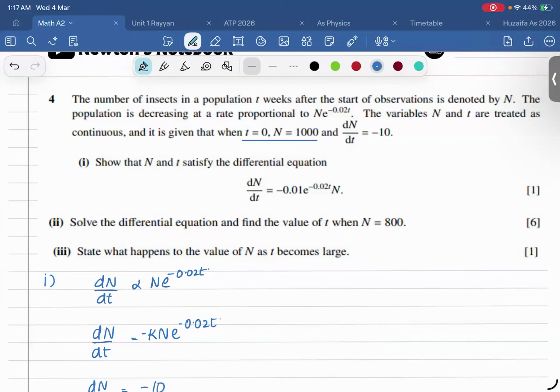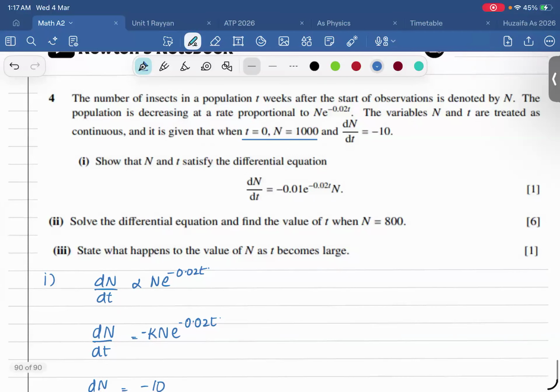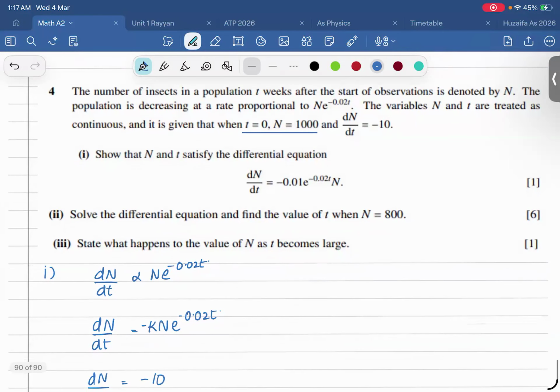But I'm just finding one more thing. The population is decreasing at the rate. This is the variable N and t. N is there, k is also there.